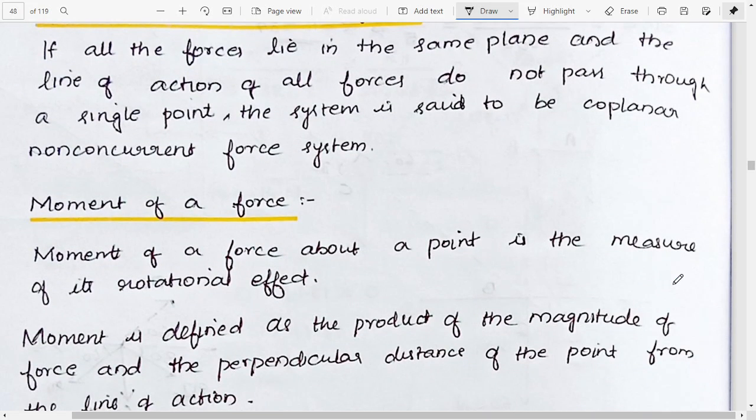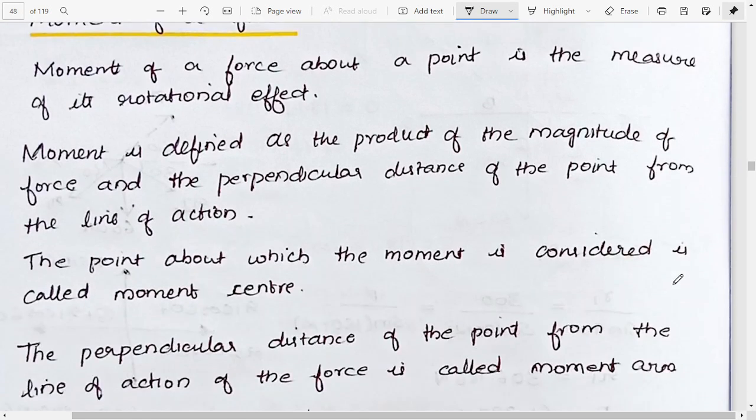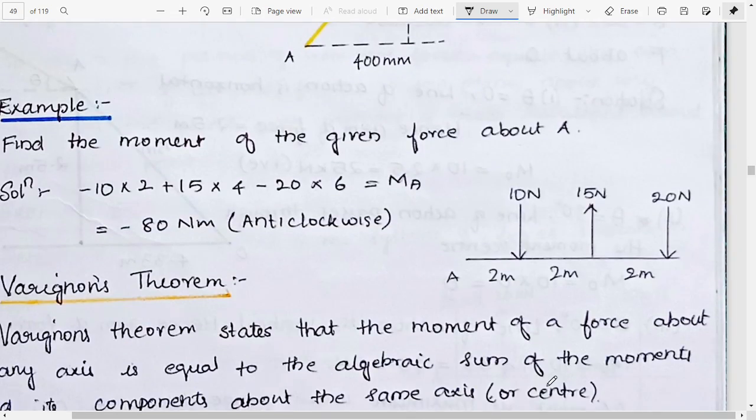So that is all for this video. In the next video we'll be talking about coplanar non-concurrent forces and moment of force, and we'll be doing some examples also. Okay.